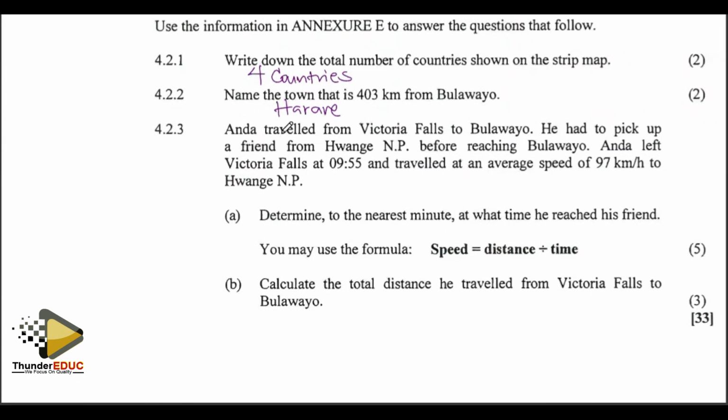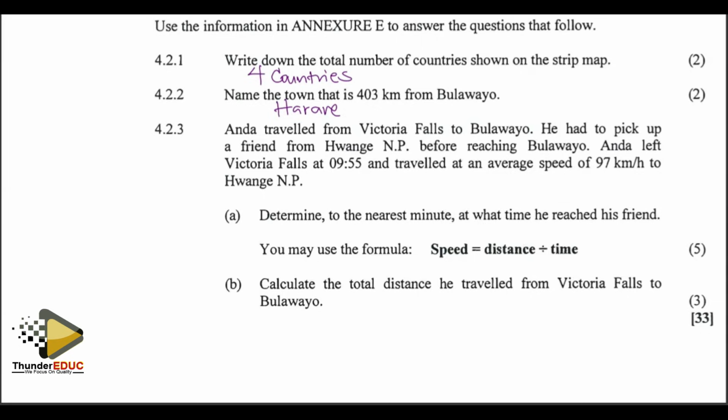All right, look at this. Anda traveled from Victoria Falls to Bulawayo. He had to pick up a friend from Ingwe National Park before reaching Bulawayo. Anda left Victoria Falls at 9:55, 5 minutes to 10, and traveled at an average speed of 97 kilometers per hour to Ingwe National Park. Determine, to the nearest minute, at what time he reached his friend. The formula speed equals distance over time might be used.